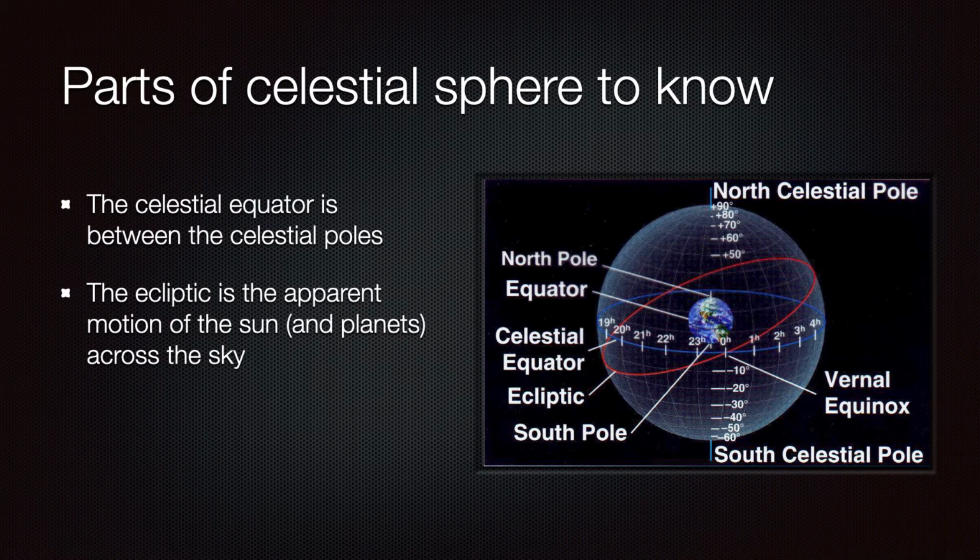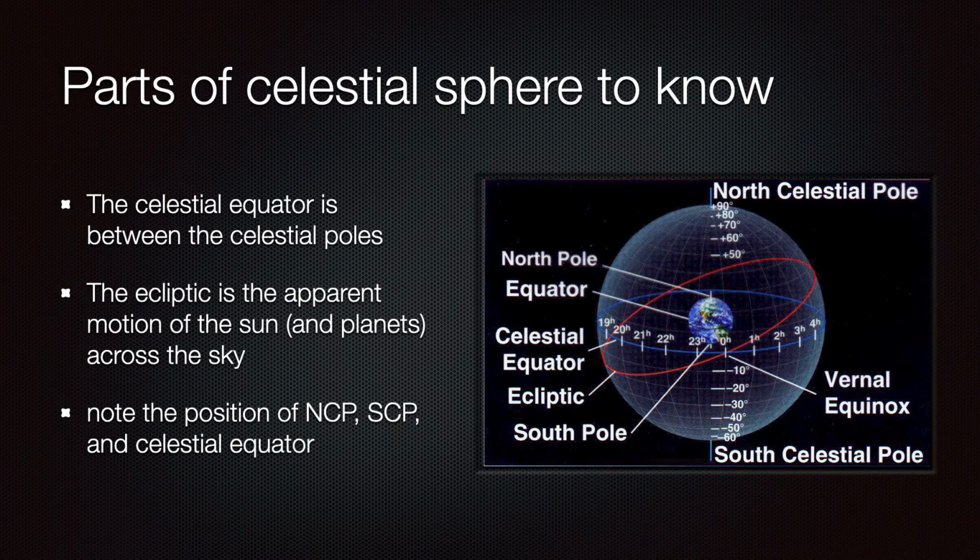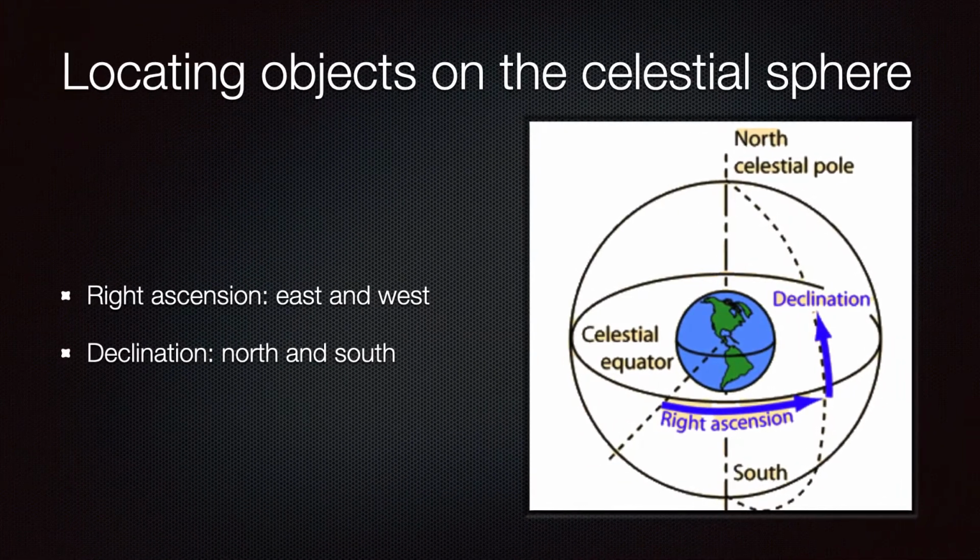All of the planets and the moon, everything, follow the ecliptic within a few degrees. Sometimes the ecliptic is higher in the sky and lower and so on, depending on the seasons. I already talked about the positions of those. They're directly above that. Like the North Celestial Pole is directly above the North Pole and so on.